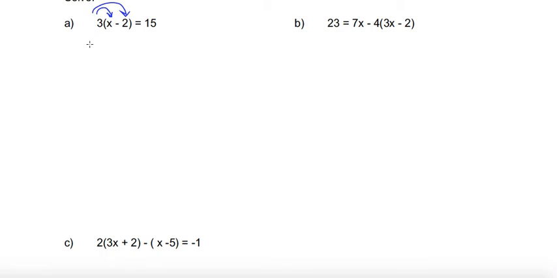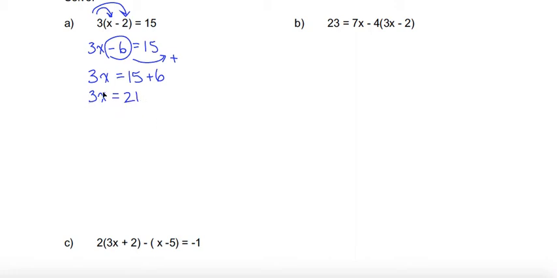So 3 times x is 3x. And 3 times negative 2 is negative 6, and that is equal to 15. We don't have any like terms, so we have nothing to simplify. Now we can start working on isolating our variable, and we do that by first moving over the terms that are being added or subtracted to the variable. So we're going to start with our subtracting 6. The opposite of subtracting is addition, so we're going to add 6 to the right hand side. So I have 3x is equal to 15 plus 6. I'm going to simplify my right hand side. 15 plus 6 is 21.